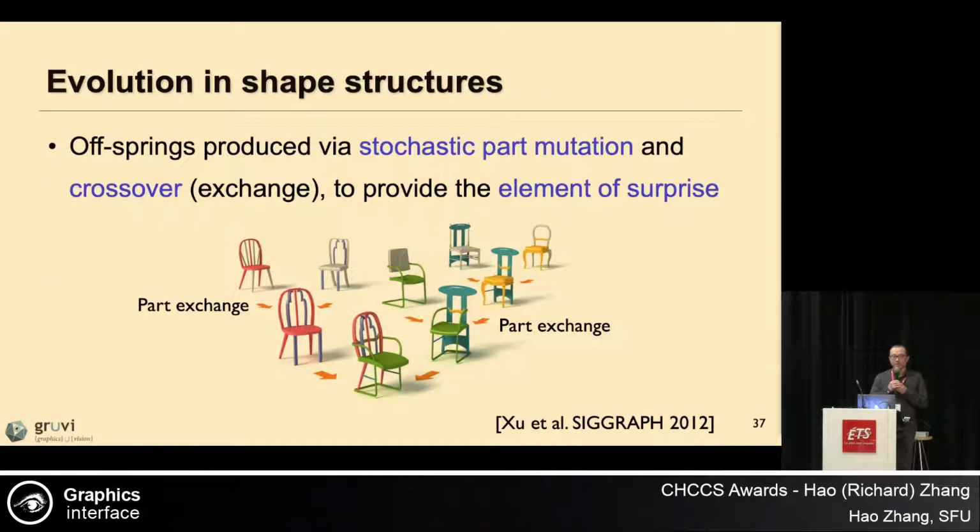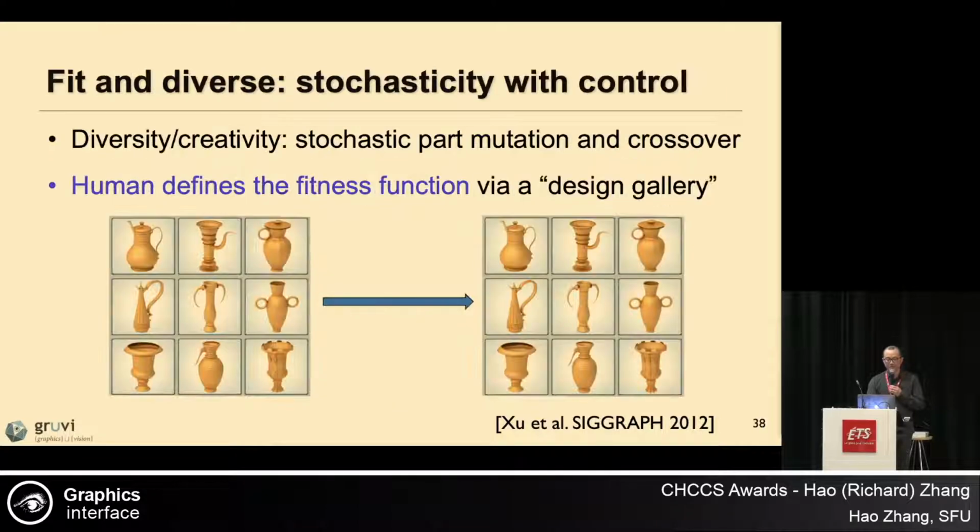So the evolution essentially works by producing offsprings imitating the two fundamental operators, which are mutation and crossover applicable to DNA codes. So our shapes, the shape DNA is just the shape structures. We take parts, and mutation is about deforming the parts, and the crossover is just exchanging parts. Okay, so that was our evolution for shapes. And of course, how do we get creative? So that comes from stochasticity. So there's some randomness to both the part mutation and also the part exchange, but you have to have control. Otherwise, you just get a lot of garbage, right?